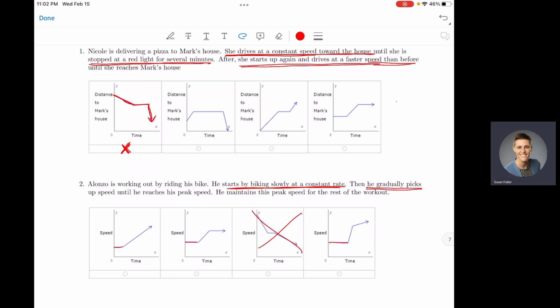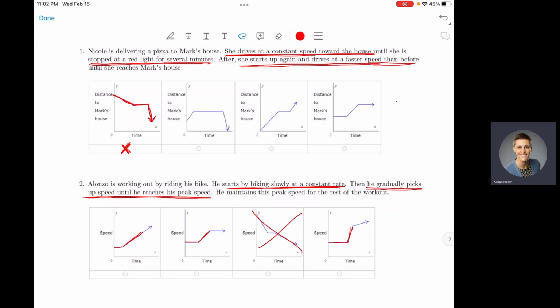He gradually picks up speed until he reaches his peak speed. So after we're constant, we should pick up speed. What does that mean as far as how your speed is changing? Well, if you pick up speed, that means you go faster, which means your speed should be increasing. So he gradually picks up speed. So we should be increasing after that. This is increasing. So is this one. Ooh, so is this one. So these are all still in the running.